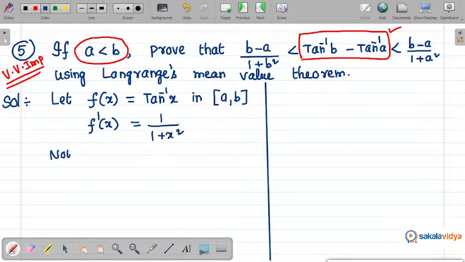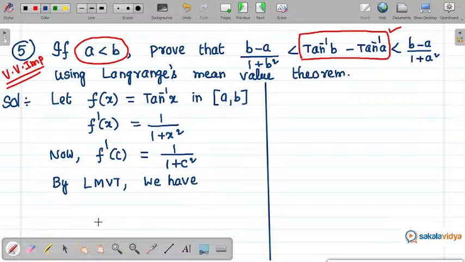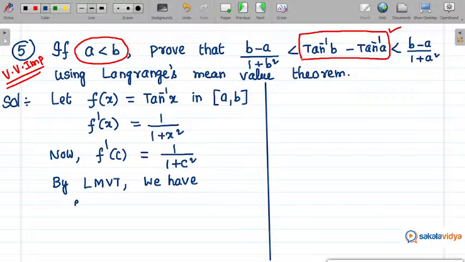Now find f dash c. What is f dash c? F dash c is equal to 1 by 1 plus c square. So by Lagrange's mean value theorem, we have f dash c is equal to f of b minus f of a by b minus a.